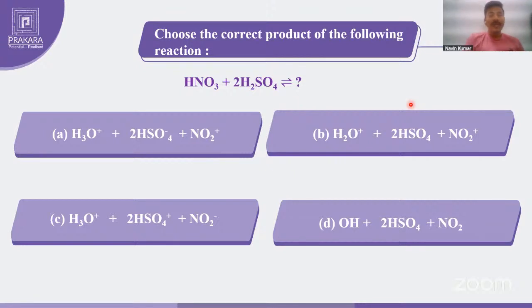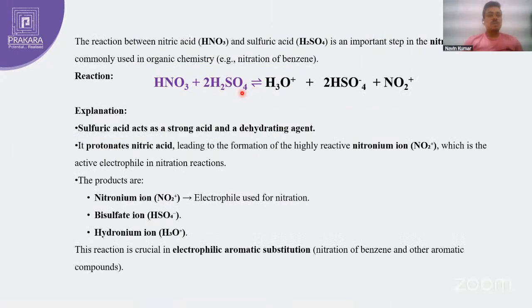So see what will happen when HNO3 and 2 H2SO4 react. The correct answer is, when HNO3 and H2SO4 react, it gives H3O plus, 2 HSO4 minus, plus NO2 plus. Now we are going to see the concept behind it, how it reacts, and where we are going to use it. As I have discussed, HNO3 along with sulfuric acid is used in the nitration process. So this is what I am going to discuss with you all.